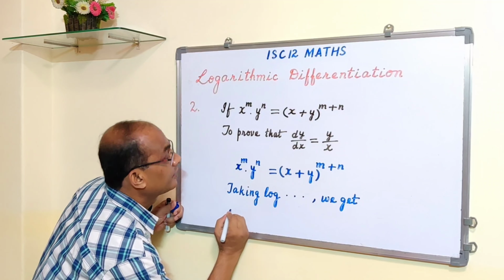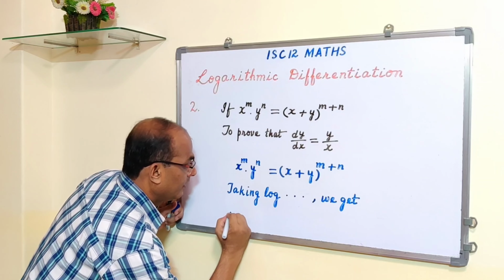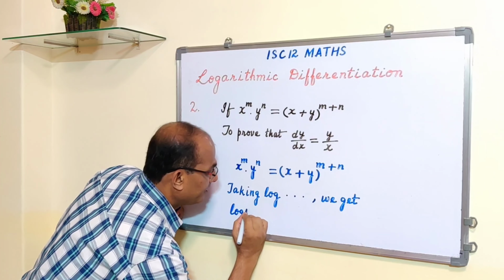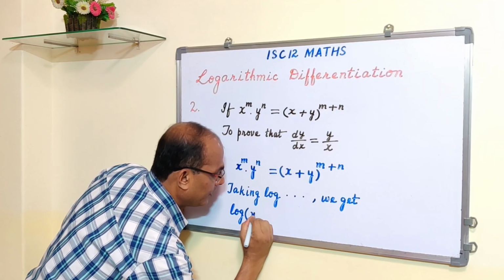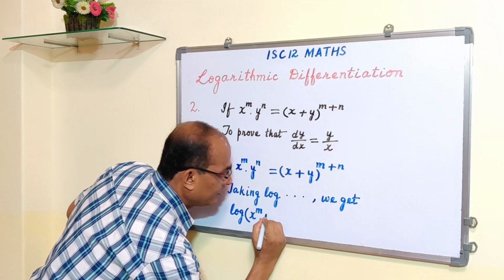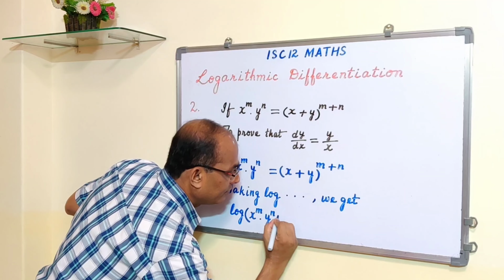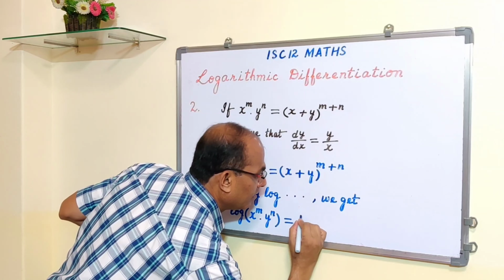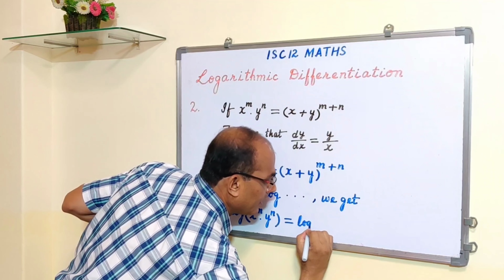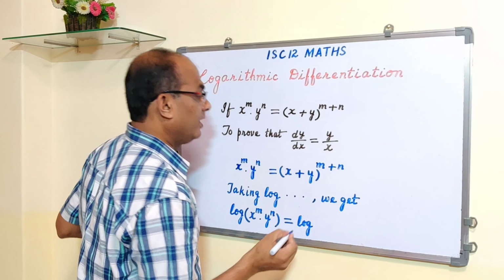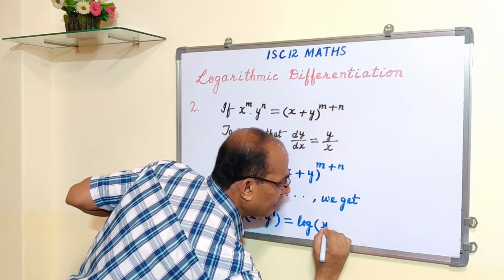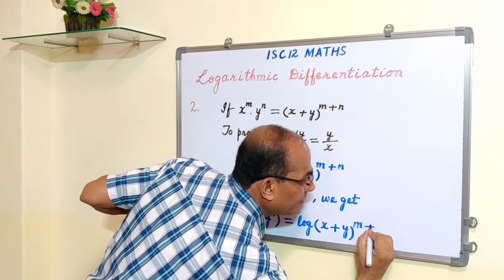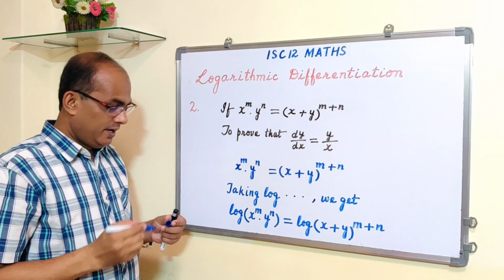So log of x raised to the power m into y raised to the power n is equal to log of x plus y whole raised to the power m plus n. Now let's apply the formula.